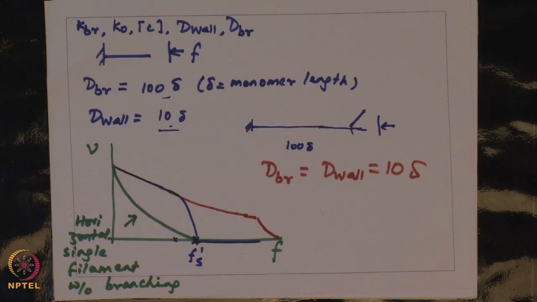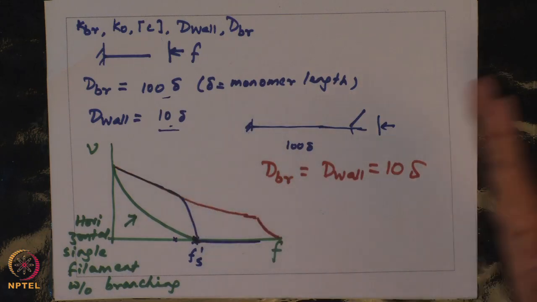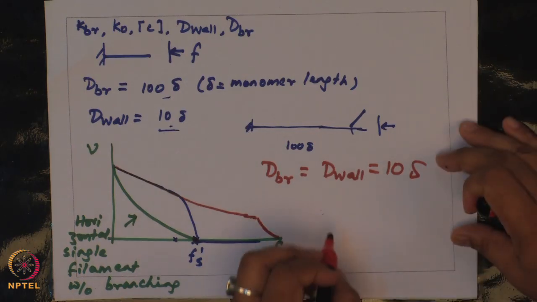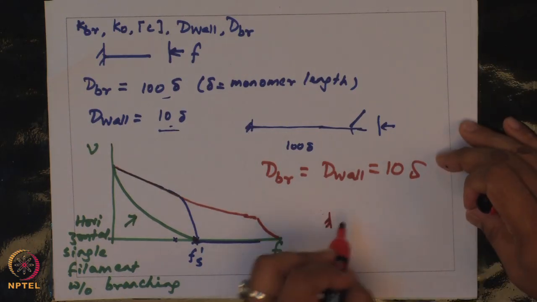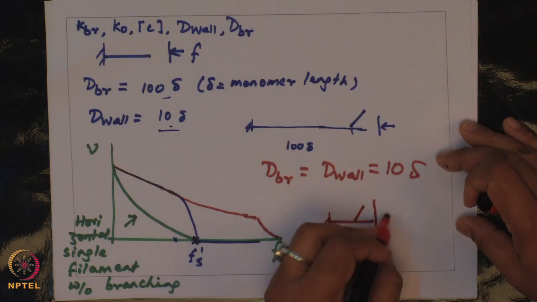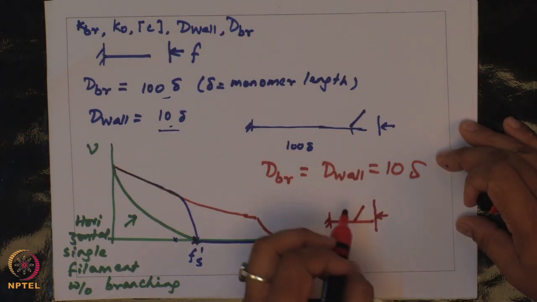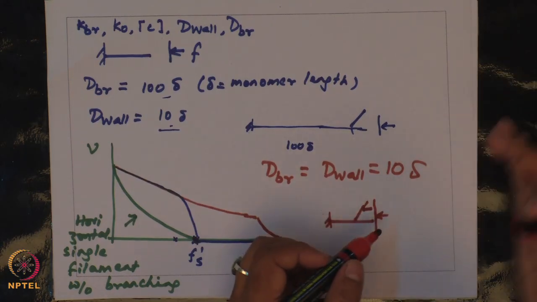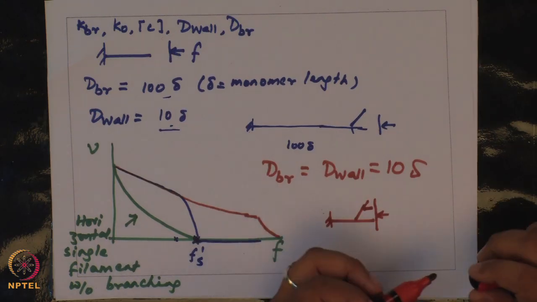Okay. So, the presence of branching, or the occurrence of branching, really shifts the stall force to higher and higher forces, because you have more filaments in the system. So, you can have various geometries. Let us say one geometry is this kind of case, where you have two filaments pushing. In this case, if you have a third filament which forms, then again the stall force will increase.